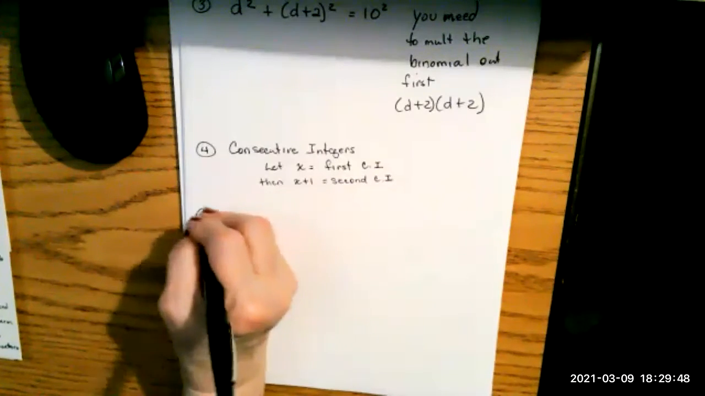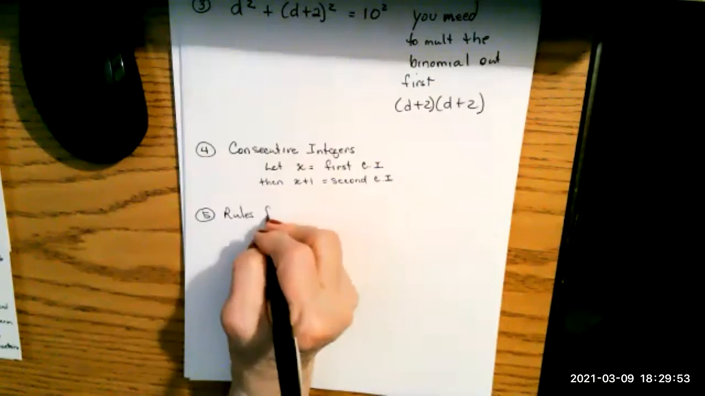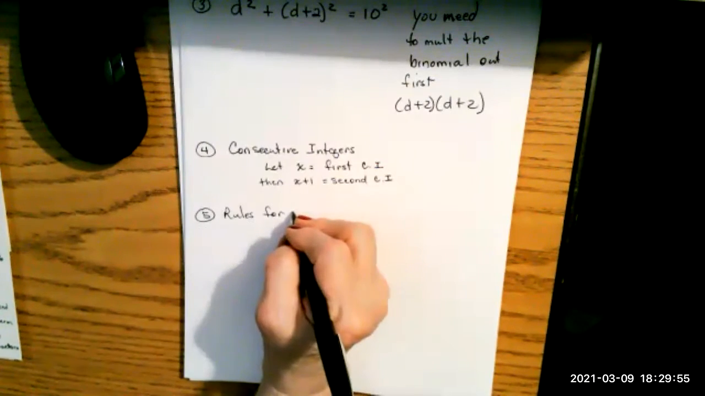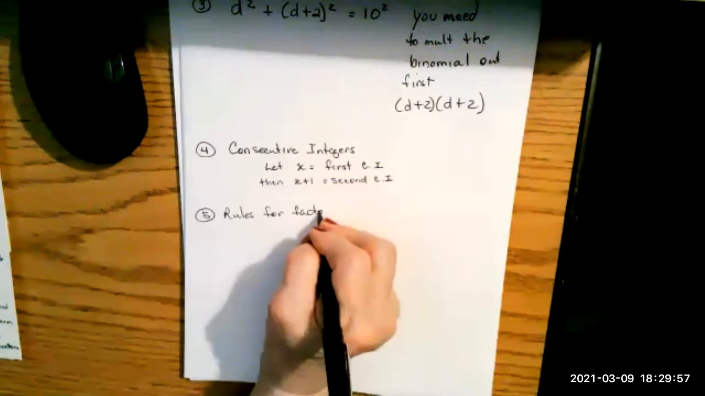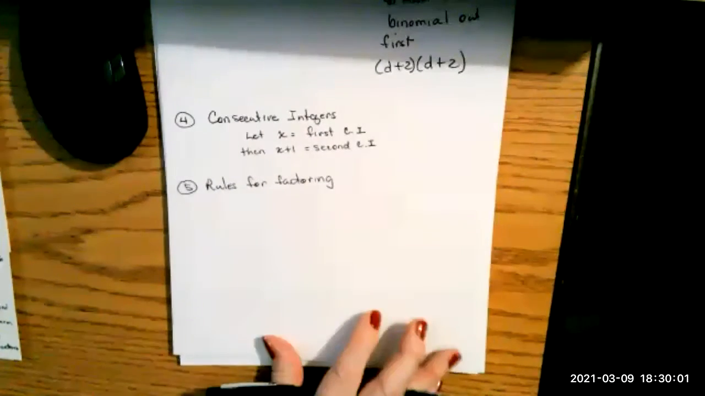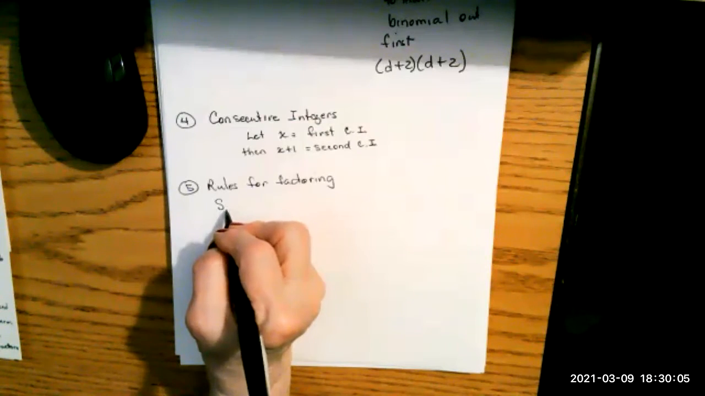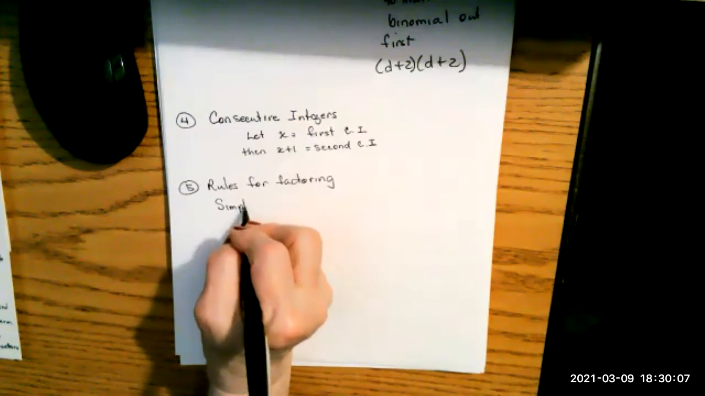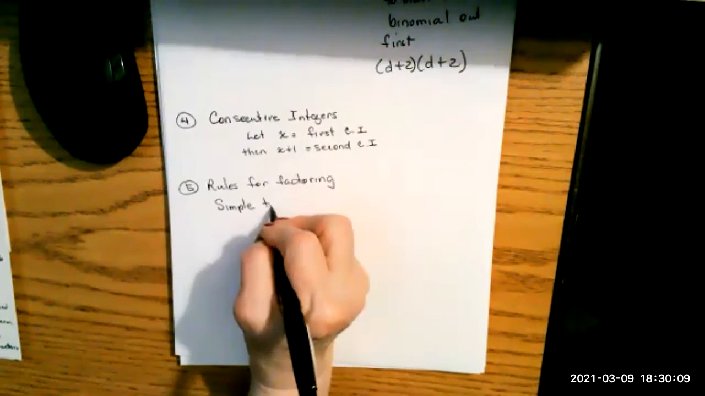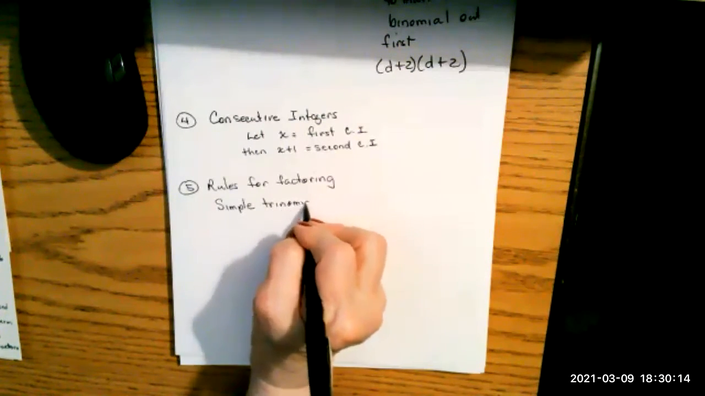Okay. Number 5. These are rules that I'm going to go over again for factoring. And I'm going to actually do some examples. I think that some people are still having trouble with factoring. So we're going to go over each one of the rules again, because you're going to need it for this section.